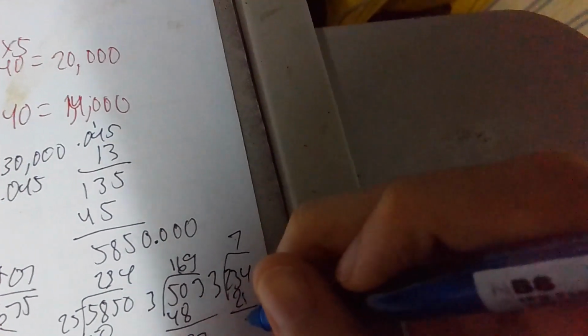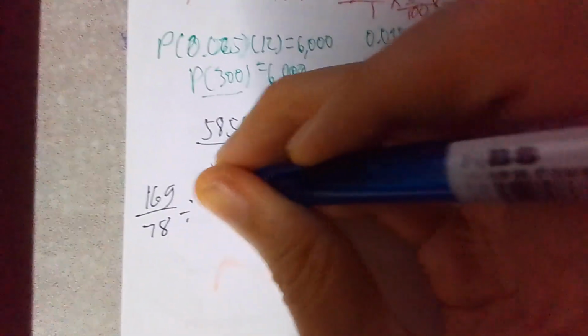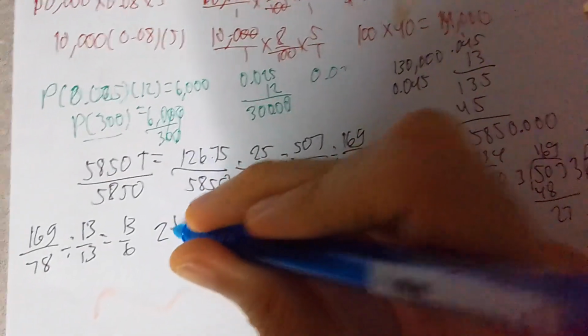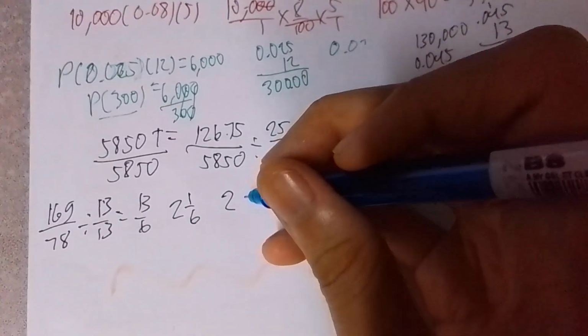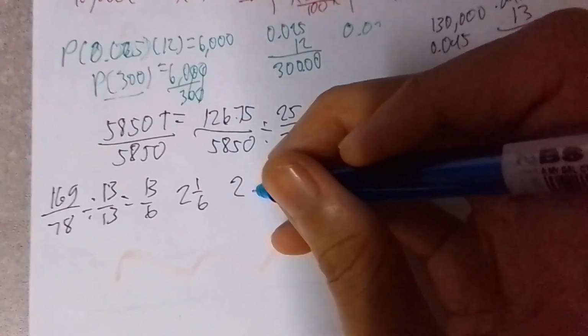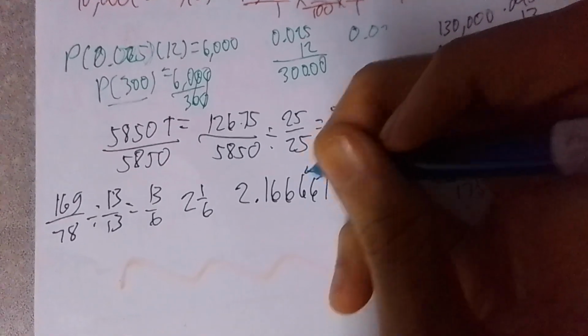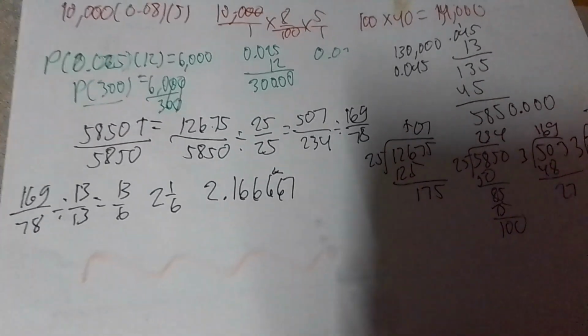So now we have 169 over 78. Divide both sides by 13. And we get 13 over 6, which is the same as 2 and 1/6. And 1/6 is 0.1666666 and a bunch of 6s, unless you round it up to 7. So that's really the time. Now you know the answer to the problem.